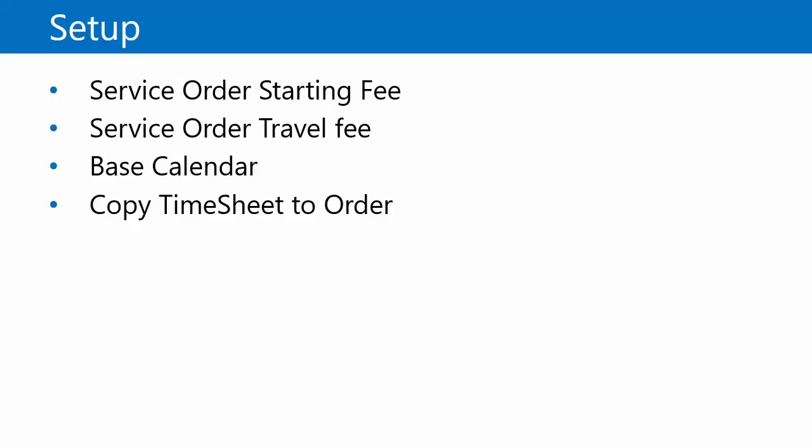Before we start registering service consumption, let's first have a look at some additional setup which might be convenient for these processes. So let's have a look where we can set up the service order starting fees and travel fees. Let's have a look what we need to do with the base calendar, and let's also have a look at settings for the copying of a timesheet to orders.